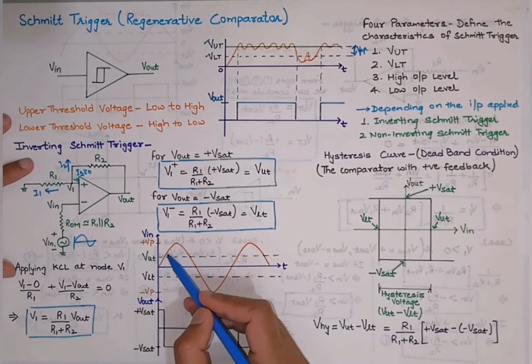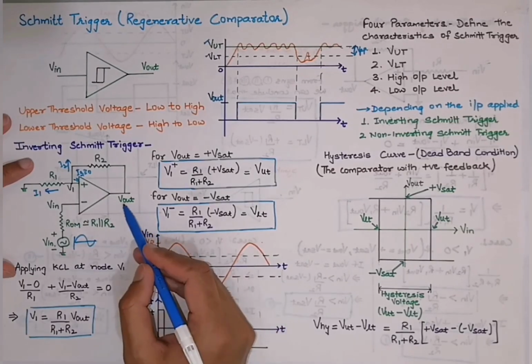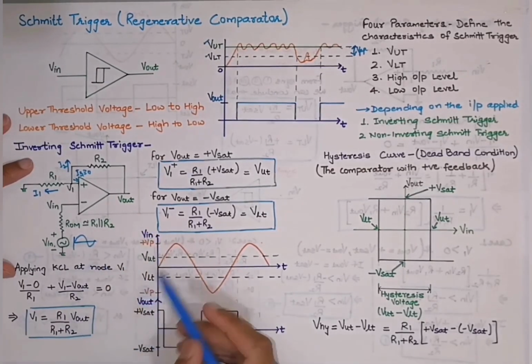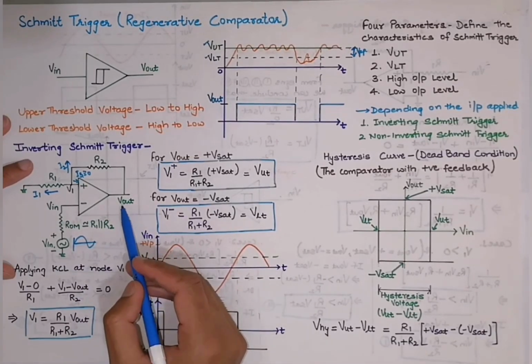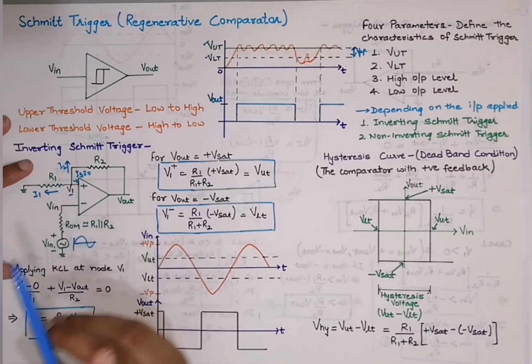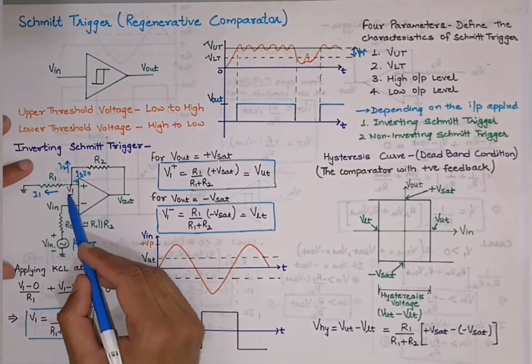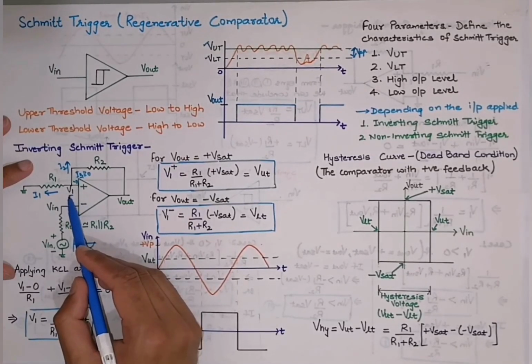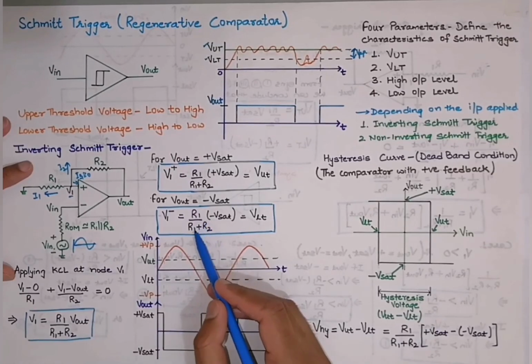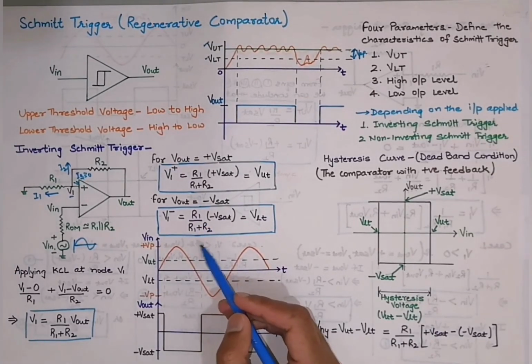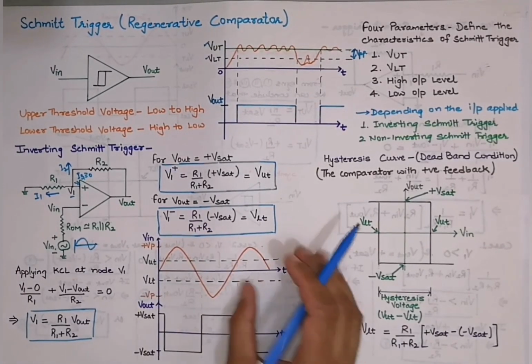or the input signal has gone beyond the upper threshold level, then my output must shift to minus V saturation, and you can see here the output has shifted to minus V saturation. Exactly at that point where my output has shifted to minus V saturation, the value of this V1 must also change. And now V1 has a different voltage defined by the second case, where V1 negative is equal to R1 by R1 plus R2 into minus V saturation, called the lower threshold.